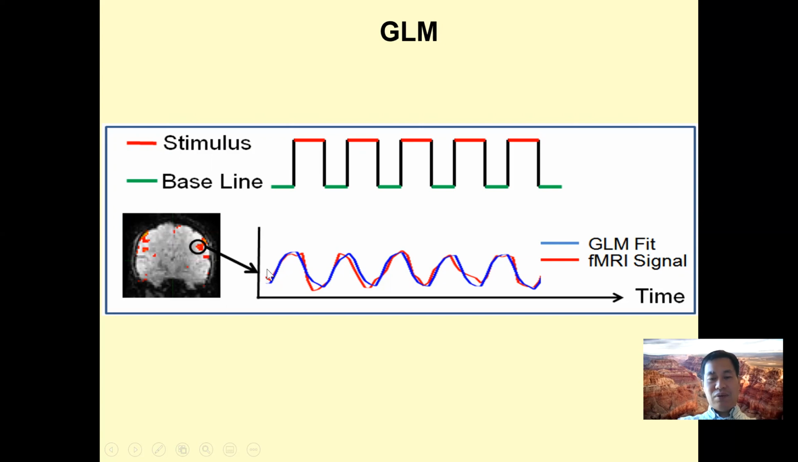Typically we have an overlay of the time series and the GLM fit after the hemodynamic convolution. If the fit is very good, we say this voxel is activated. Otherwise, it's not activated. Of course, there are many techniques to deal with the statistics and thresholding, so that we can detect the activated voxels. This is a very classical but very simplified model to analyze fMRI time series.